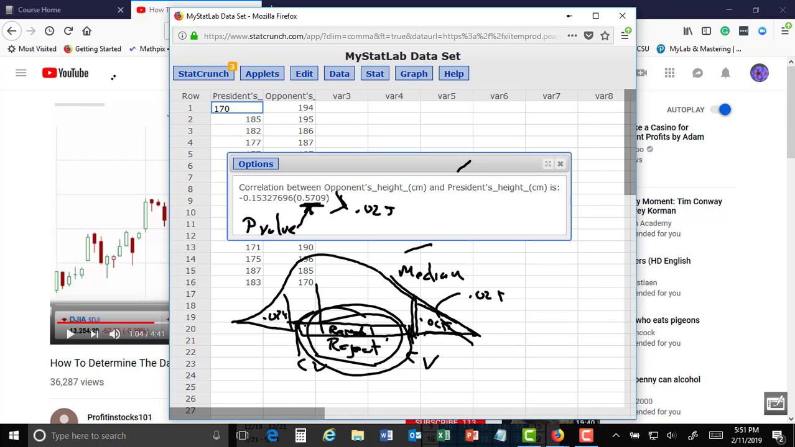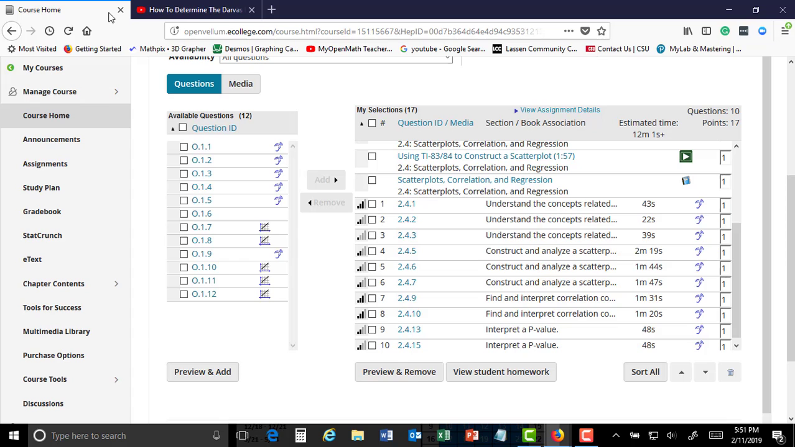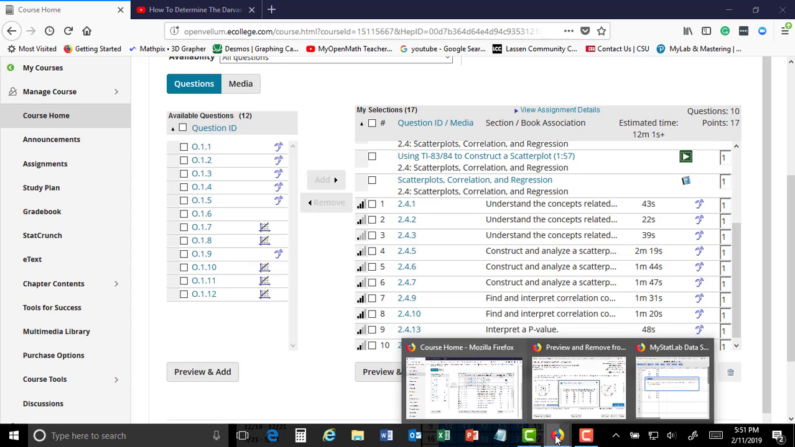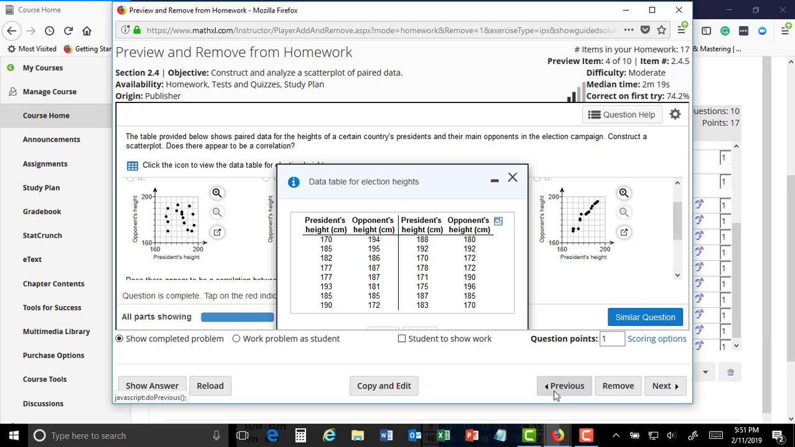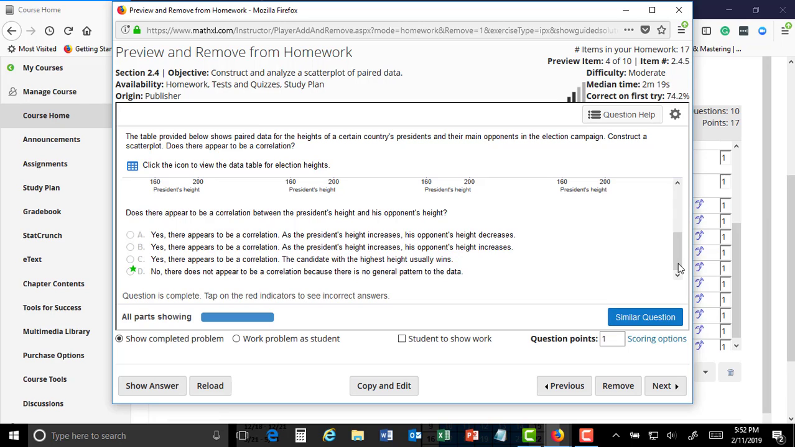Okay. So now, from now on, you're going to figure out what it is. So if you look at the question, let me go back to the question. Was it this one? Yeah. So, no, there does not appear to be a general pattern.